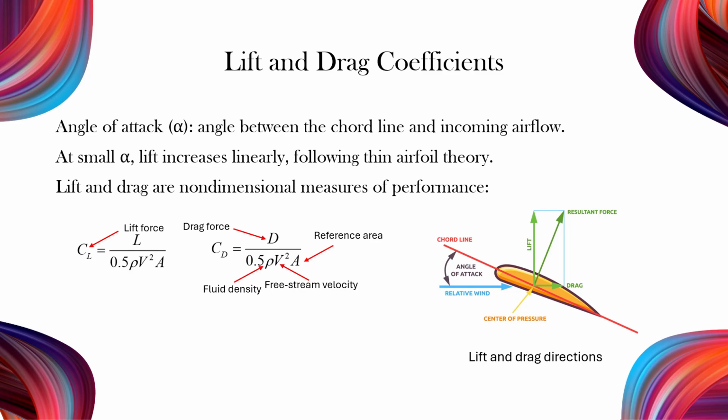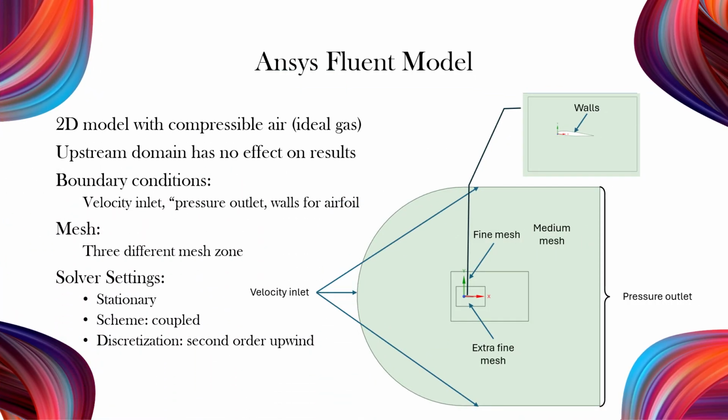Rho is the fluid density, V is the free stream velocity, and A is the reference area, typically the planform area of the airfoil. In this tutorial, a two-dimensional compressible air model is used, where air is treated as an ideal gas. The upstream domain shape, whether curved or flat, has no significant influence on the results. Therefore, a horizontal inlet boundary can be used. The boundary conditions are defined as follows: a velocity inlet at the upstream, upper, and below boundary, a pressure outlet at the downstream end, and wall boundaries assigned to the airfoil surfaces.